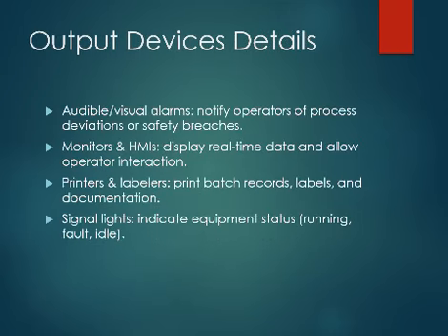Also more details on the output devices. Audible or visual alarms. They notify operators of process deviations or safety breaches. Monitors and human machine interface, which is the HMI, display real-time data and allow operator interaction. Printers and labelers. They print batch records, labels and documentation. Signal lights indicate equipment status, which is running, fault, idle.